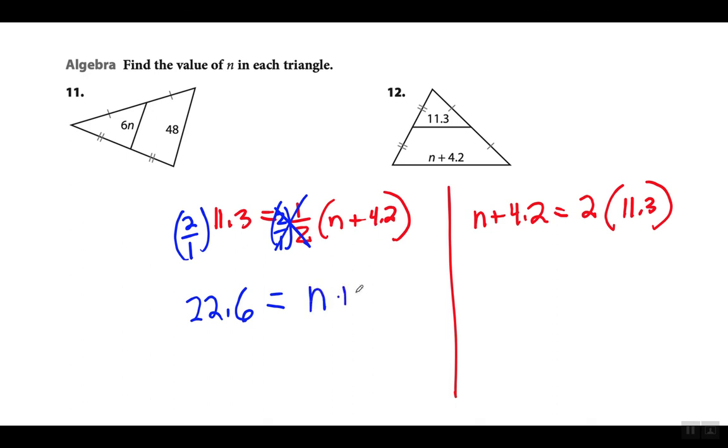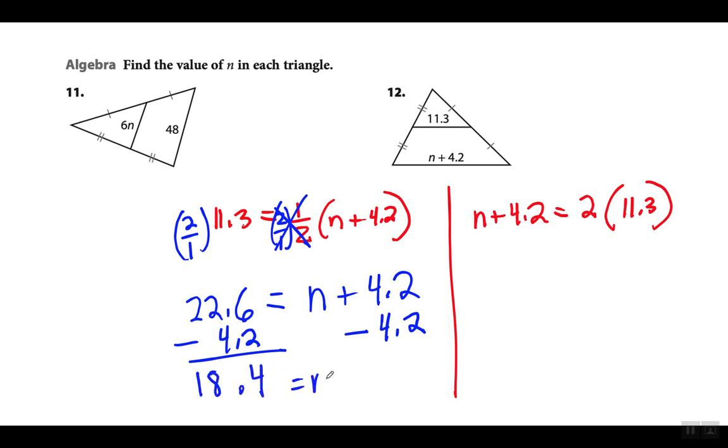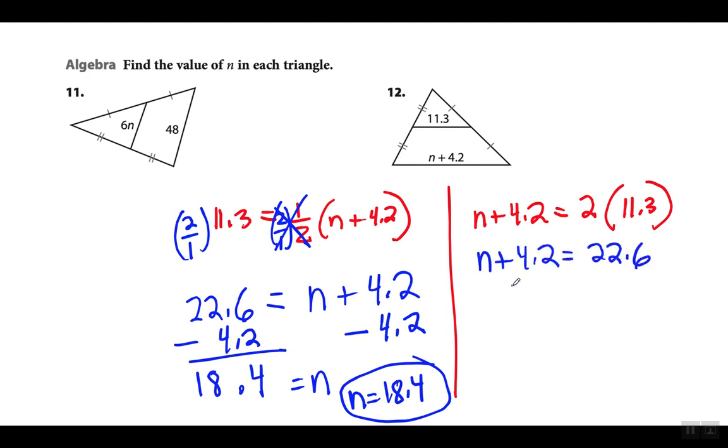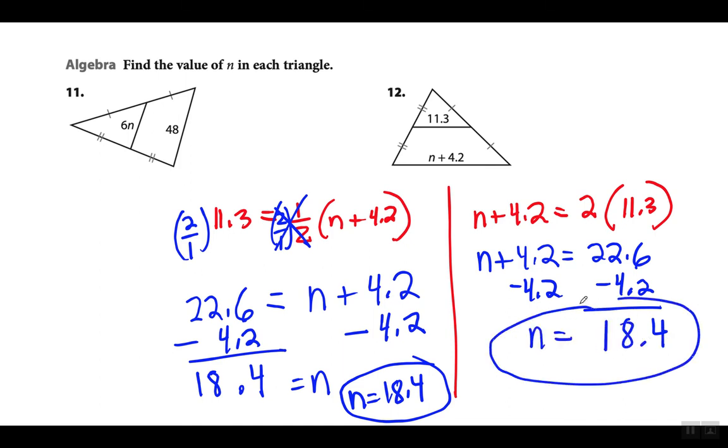So now I got n plus 4.2. I'm telling you, that's not that hard. It's not a big deal. Now subtract 4.2 from both sides. All right, so n equals 18.4. If I do it the other way, I'll have n plus 4.2 equals 22.6. Yeah, this way is easier, at least for now. But you should understand both ways. They both give me the same answer.